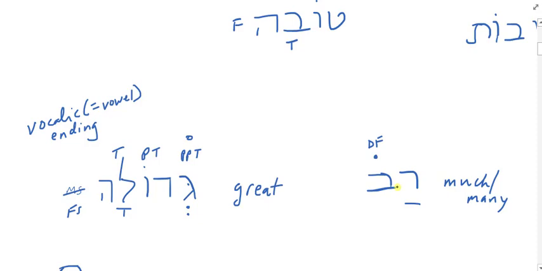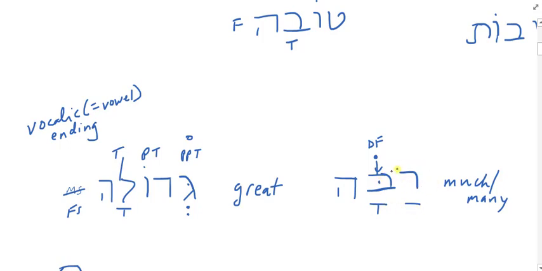So if rav is much or many of a masculine singular thing, and I want to make this feminine singular, what will I add after the bet? Qamets hey. And now what can happen? Drop that dagesh forte in. Now look at the vowel on rav. This was a short patach. Do I need to change anything here? No, I don't. That's right. You're looking at me puzzled because you're right. There's no reason to change anything.